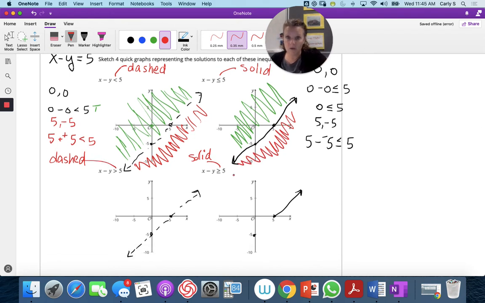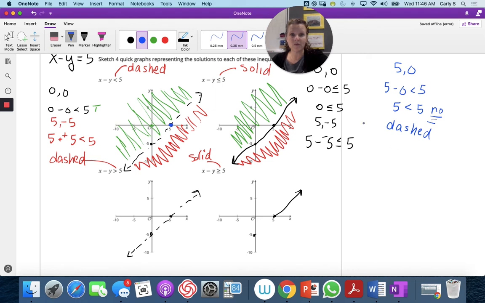All right, what if I test a point on the line? I know that 5 comma 0 is on the line. So if I do 5 minus 0 is less than 5, is 5 less than 5? No, which is why we have a dashed line. That means all of the ordered pairs on the line are not a part of the solution. So we signify that with a dash.